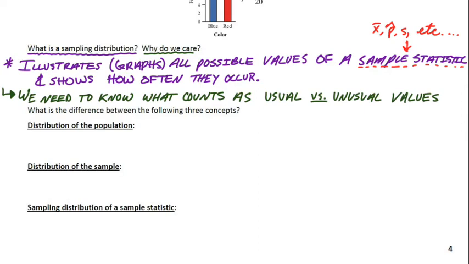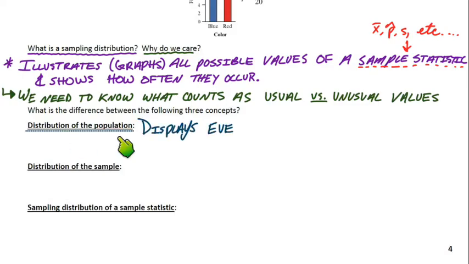Okay, and the last piece here, I've definitely seen this on some AP Stats questions. Can you differentiate between these three ideas? What's the distribution of the population? What's the distribution of the sample? And then what is the sampling distribution of a sample statistic? So we've got to be able to define all three separately. We've got to know what each one means on their own. So I'm going to color code again.